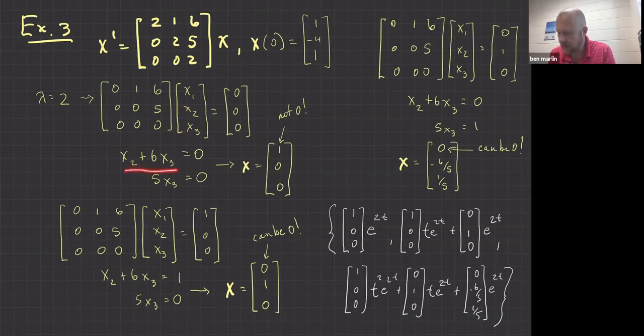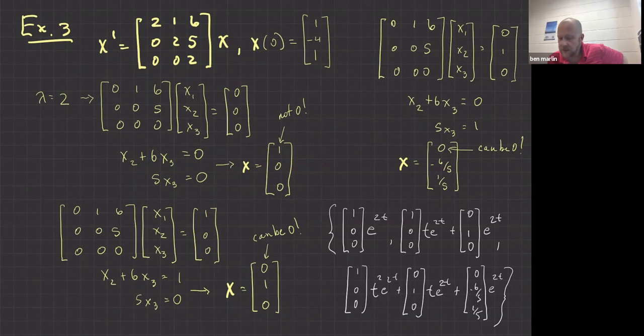But it's x2 plus 6x3 has to be 0, which tells you that your x2 is going to be negative 6 times your x3. But because of the other part, the 5x3, the x3 has to be 0. So that tells you that both of these guys have to be 0, and you're only allowed to choose this one here. You can't have a 0 vector for an eigenvector, so you have to choose something else. So choose 1. Second best number, right? I think I've said that like a bunch of times now.